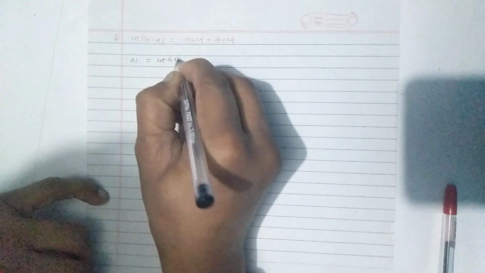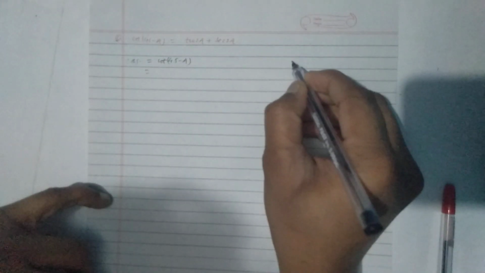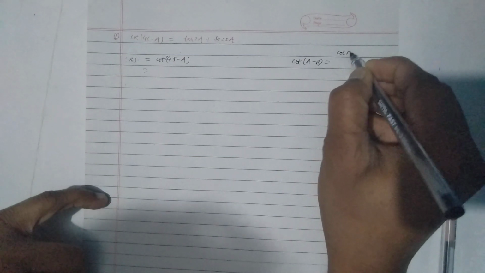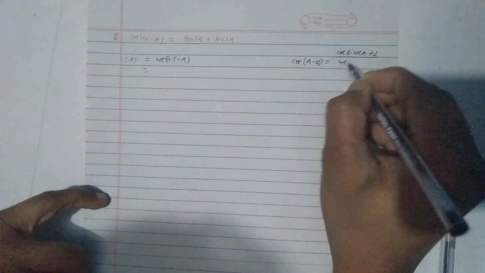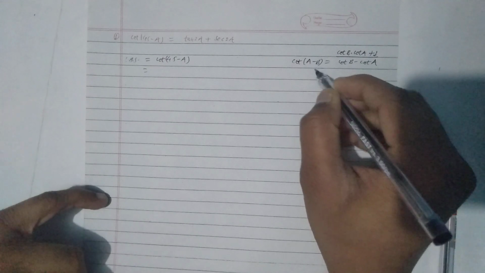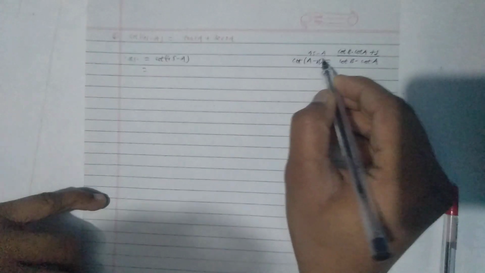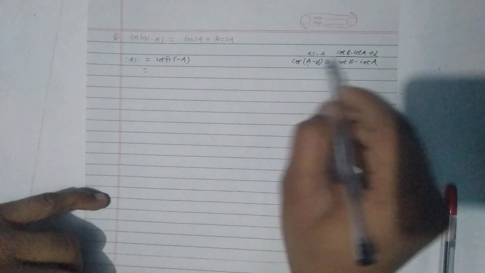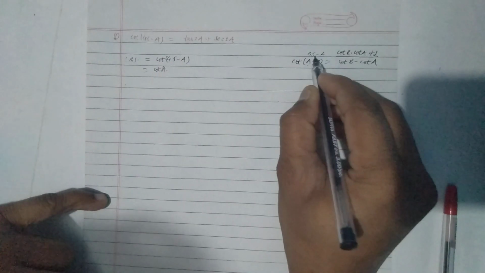Cot(45° − a). If we apply the formula of cot(a − b), we know cot(a − b) equals (cot b cot a + 1) upon (cot b − cot a). This is the formula of cot(a − b). So let's apply it. In this case we have 45 minus a. In the place of a we have to put 45, and in the place of b we have to take a. So cot b means cot a, and cot a means cot 45.